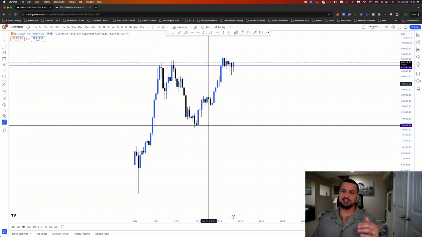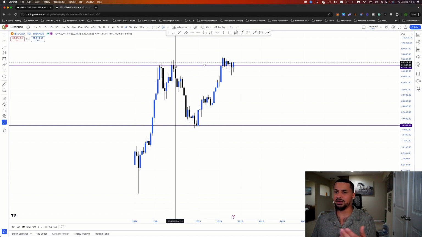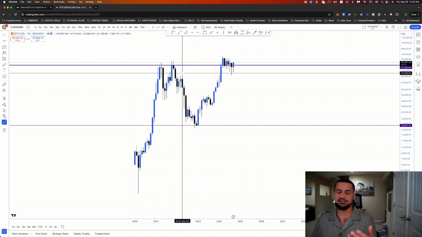Now, just to paint a picture of what resistance is, we have a resistance up here. A resistance is basically a ceiling where price is trying to push itself through, and if it goes through that ceiling, then it will ascend higher, and if it doesn't, as we see right here, then it will fall back down to the next supports below.